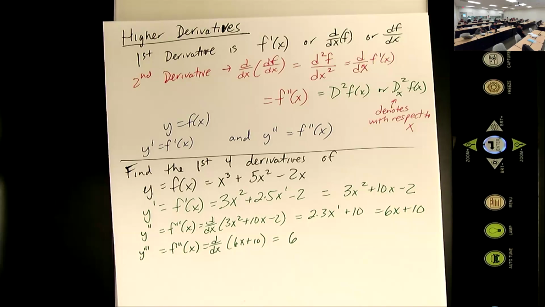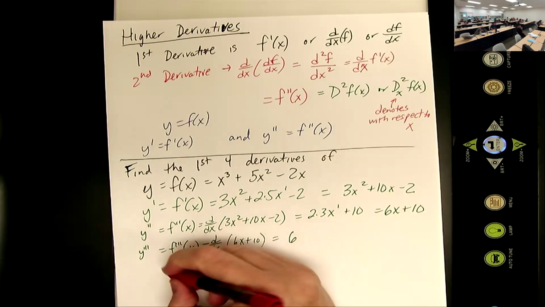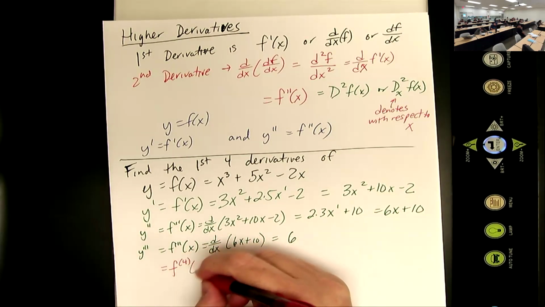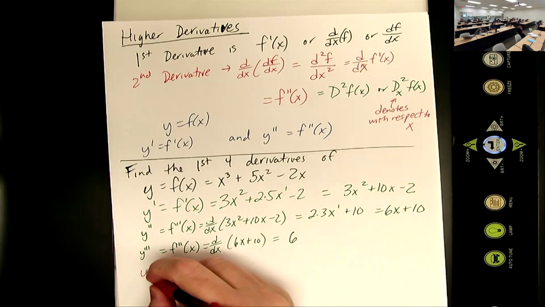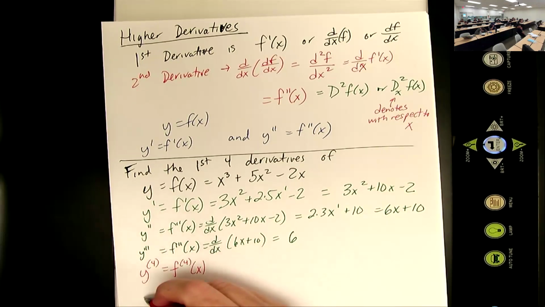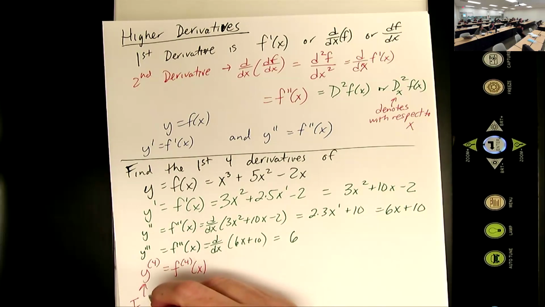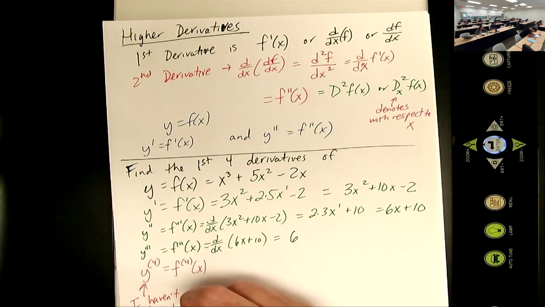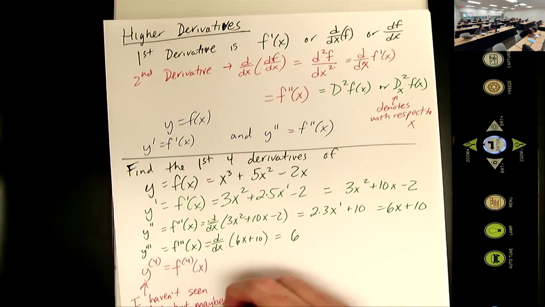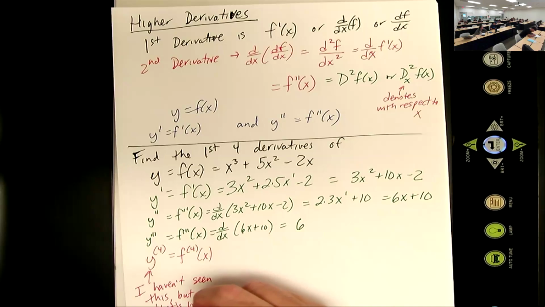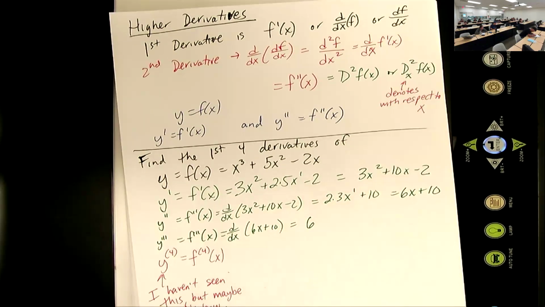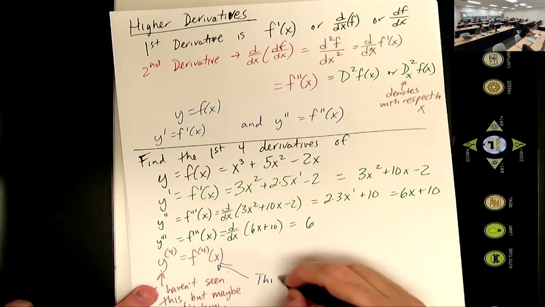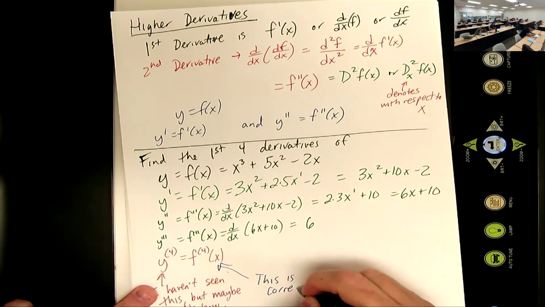Now, on the fourth one, they stop doing this apostrophe thing because it gets kind of annoying. At some point, you're like, I don't want to count the apostrophes. So when they do the fourth derivative, they'll put a 4 like that. And if you do it on this one, I've never seen this. But maybe that's how they do it. I've seen this one. This for sure. This is correct notation.